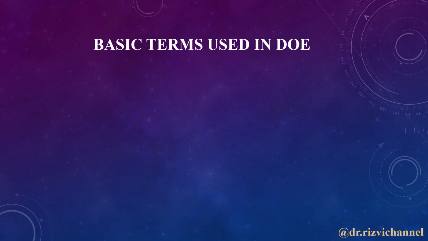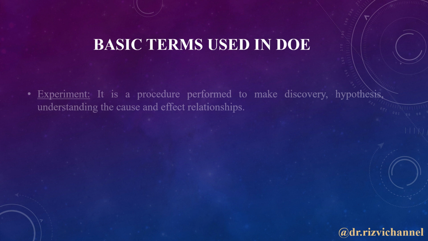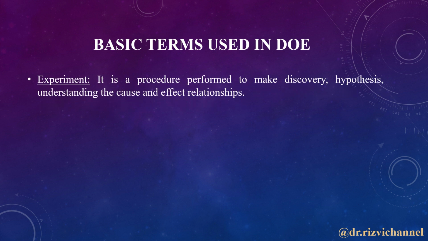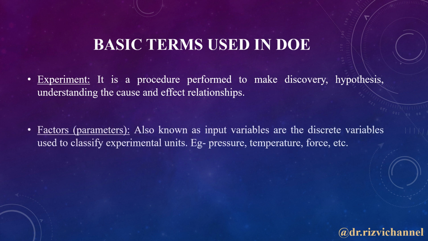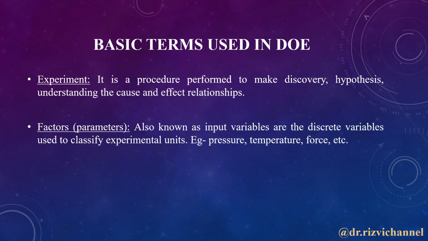The basic terms that are used in DOE are: first is experiment. It is basically the procedure that is performed to make discoveries or test hypotheses or to understand the cause and effect relationship. The second is factor, parameter, input variable. These are the common names for factor, and they are the discrete variables used to classify experimental units. Some examples are pressure, temperature, force for any particular situation.